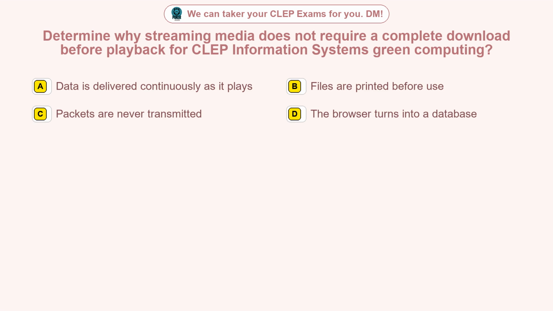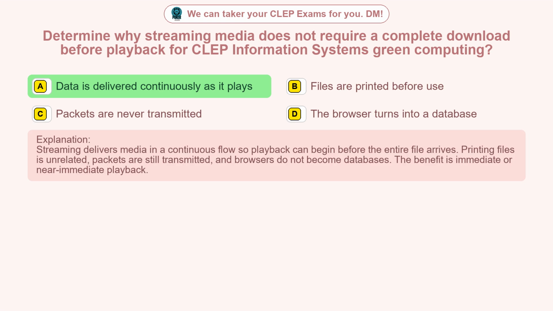Question 28. Determine why streaming media does not require a complete download before playback for CLEP Information Systems Green Computing. Option A, data is delivered continuously as it plays. Option B, files are printed before use. Option C, packets are never transmitted. Option D, the browser turns into a database. The correct answer is option A, data is delivered continuously as it plays.